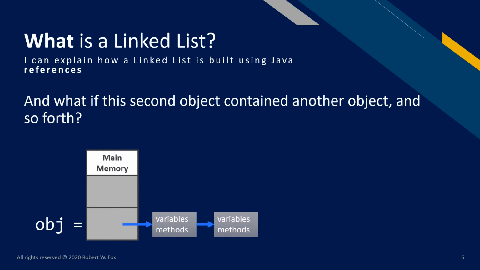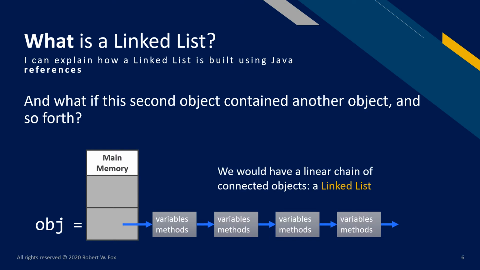And what if we kept going? Our first object has a reference to our second object, but what if that second object referred to another one, and that referred to another one, and so on and so forth? What we would get is this linear chain of connected objects, each one referencing the next, and this is what we call a linked list.